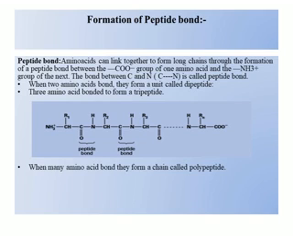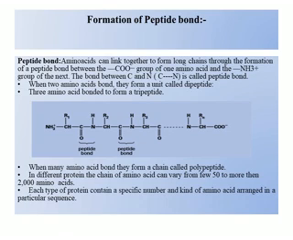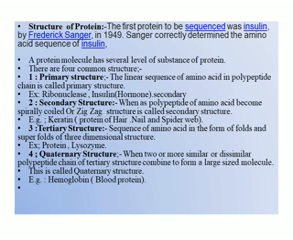In different proteins, the amino acids can vary from a few, like 50, to more than 2000, up to 10,000 amino acids. Each type of protein contains a specific number and kind of amino acids arranged in a particular sequence. The sequence of amino acids was first determined by the scientist Friedrich Sanger in an insulin molecule, and insulin is a hormone. The first protein sequence, of insulin, was given by Friedrich Sanger in 1949. Sanger correctly determined the amino acids and their sequence in insulin.